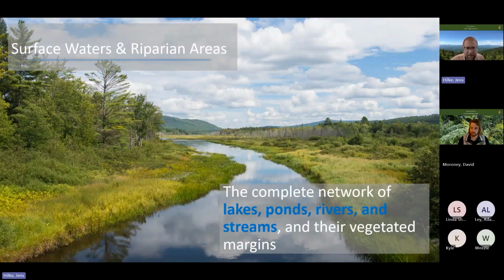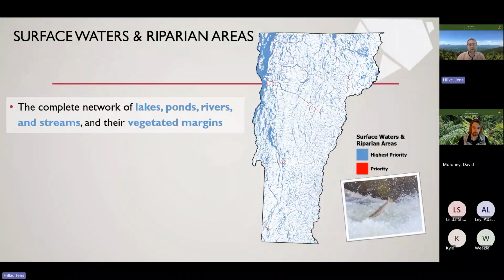Surface waters and riparian areas is, again, as I mentioned, the complete network of lakes, ponds, rivers, and streams. You can see here that the highest priority area is everything that's intact. The only things we pulled out as priority are locations that are actively developed, parking lots that are right near the stream. And so the overall message is these are still ecologically important. And yet the suite of management techniques that you use for a parking lot are very different than what you use for a functioning riparian area. So we pulled those out.